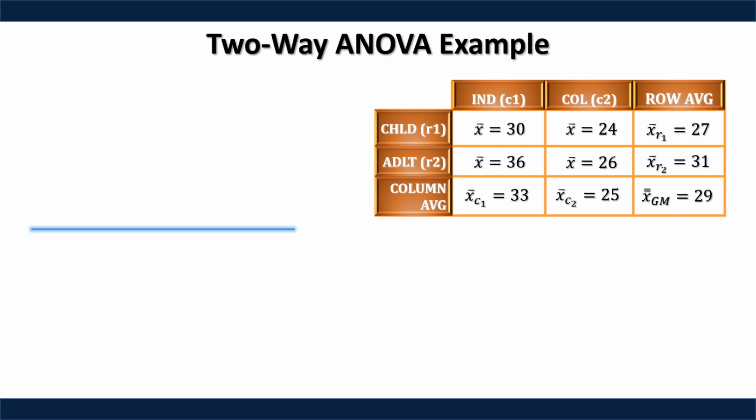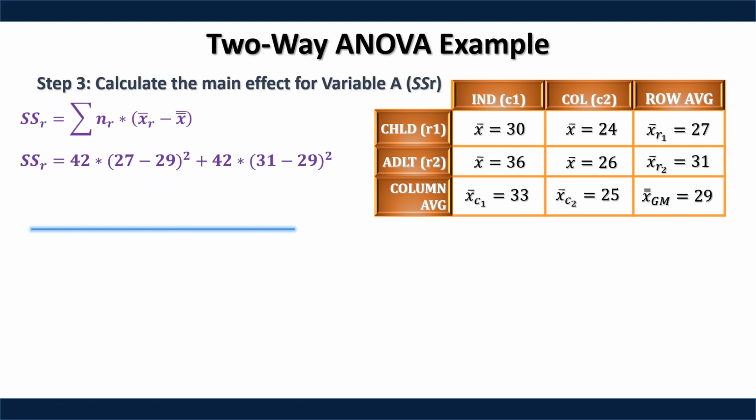In our next steps, we calculate our main effects. Remember, the main effects tell us whether the two levels of either independent variable are significantly different from each other. In step 3, we calculate whether there's a main effect for age. Here's the equation to find the between group variation for age. As you can see, you take the row averages, subtract it from the grand mean, square that difference, and multiply the product by the total number of participants in each row.